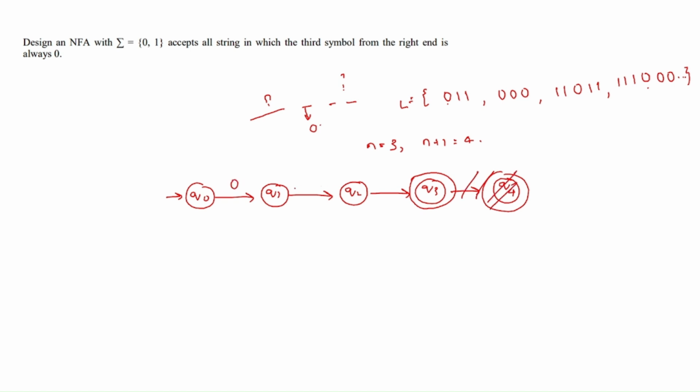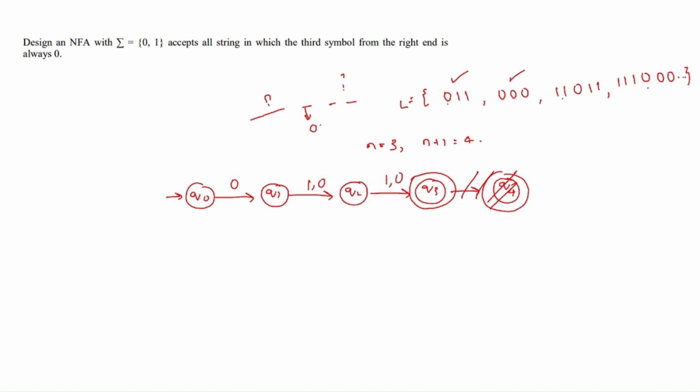So 0, 1 and 1, we got this. What if we have 0 0 0? What if we are having a 0 and a 0 and a 0? So 1 comma 0, 1 comma 0. So 0 0 0, this is also accepted.